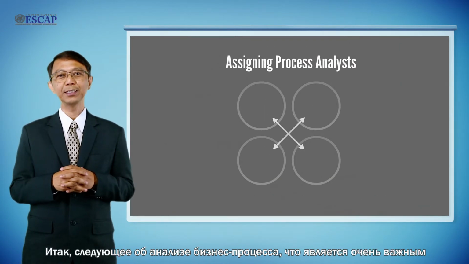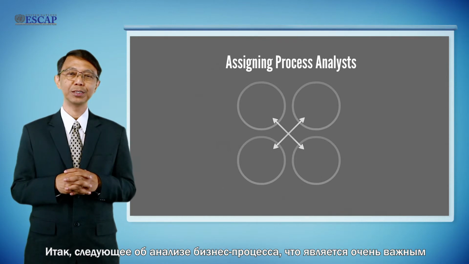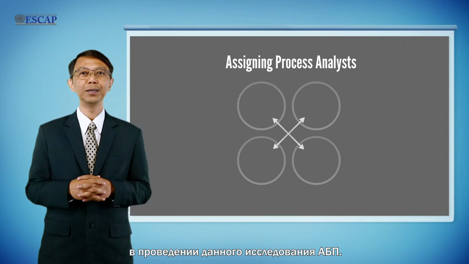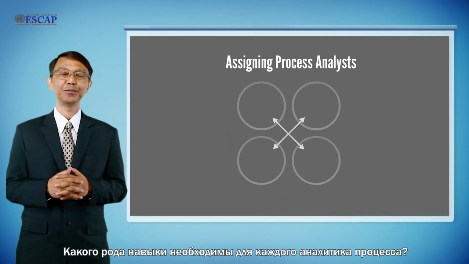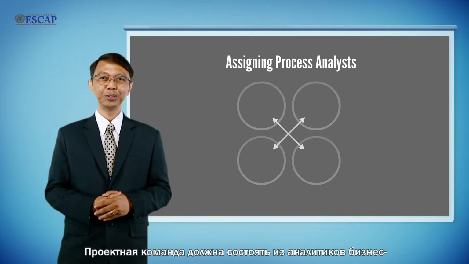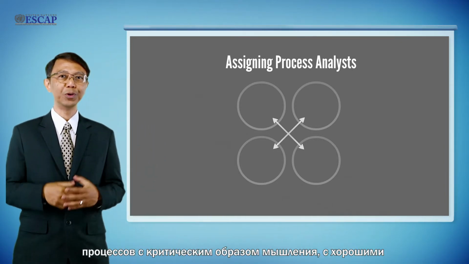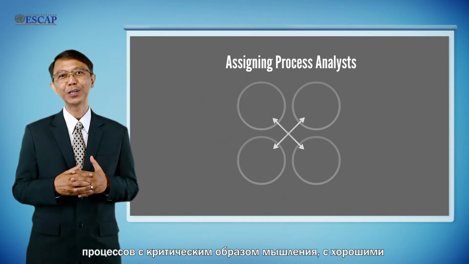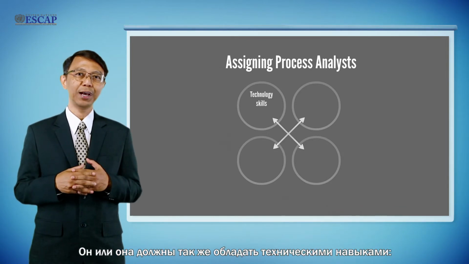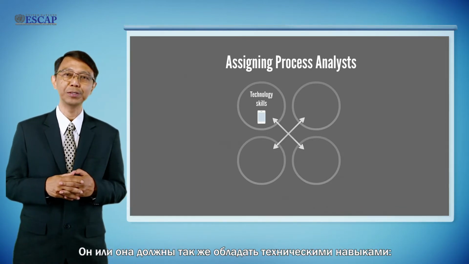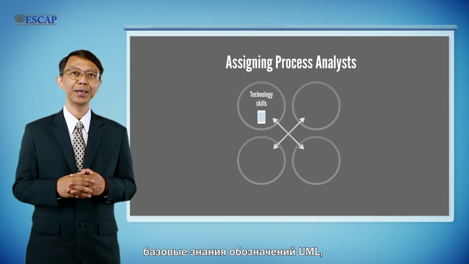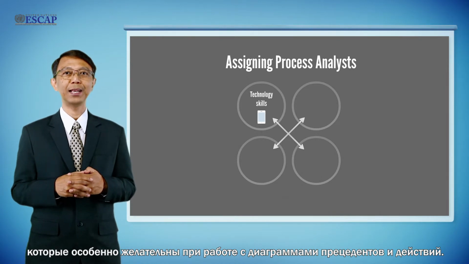So next is about process analysts, who are very important in conducting this BPA project study. What kinds of skills are needed for each process analyst? The project team should consist of process analysts with critical thinking, good personalities, and sound interpersonal skills. He or she should also have technology skills, with some basic knowledge about UML notations, especially use case diagrams and activity diagrams.